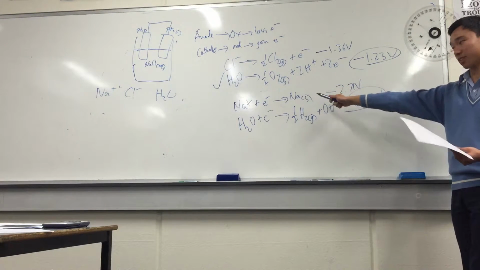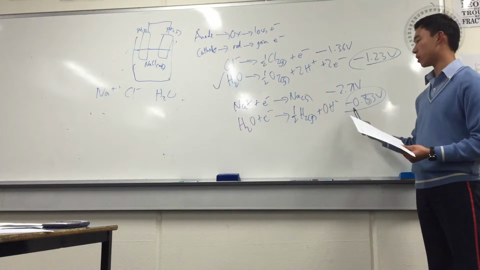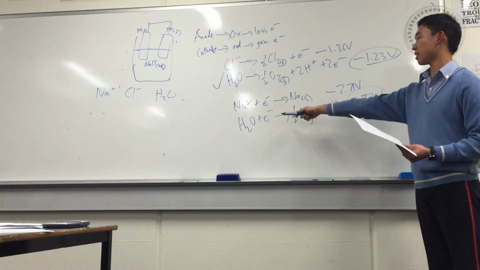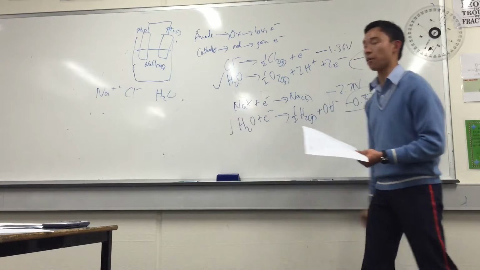Na+ really wants to stay as Na+. It does not want to be Na solid. That's why Na solid is so reactive. My H2O is happier to be half H2 and an OH-. It's happier to be reduced than my Na solid. So this is going to happen at my cathode.